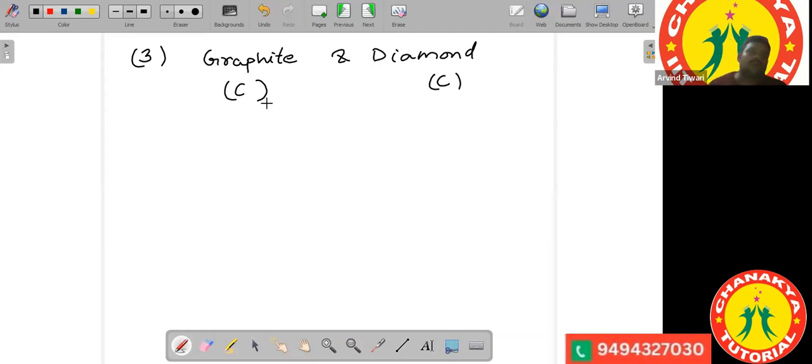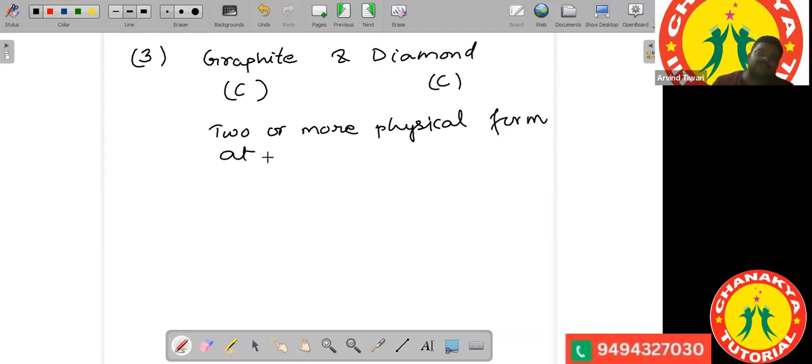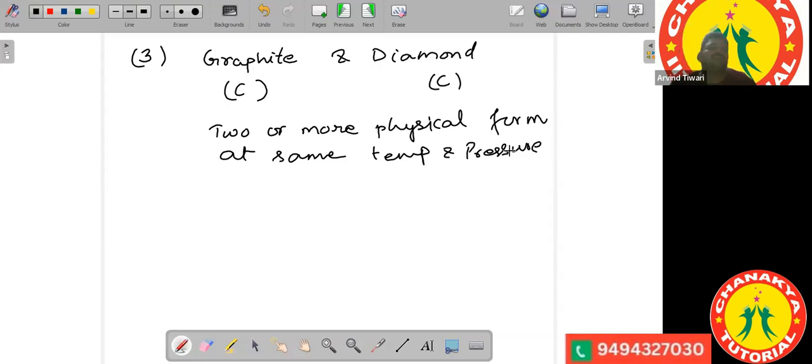Same temperature and pressure. Okay. So here, two or more physical forms at same temperature and pressure. So under similar conditions, we have two or more different physical forms. So this is the property that is available with carbon. Carbon can show the property that it can exist as graphite or it can exist as diamond.